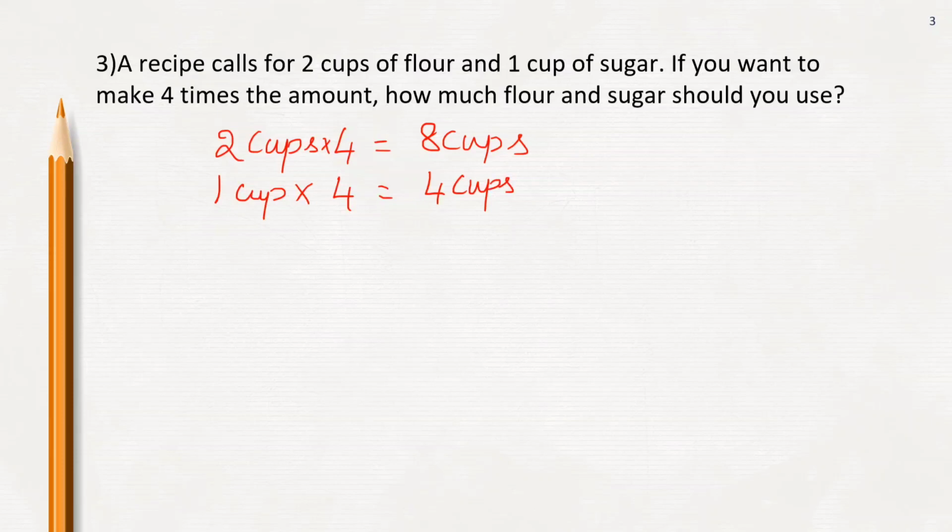We can say for one person 2 cups of flour and 1 cup of sugar will be needed. For 4 persons, if we have to prepare, 8 cups of flour and 4 cups of sugar will be needed, right? So, to make 4 times the amount of the recipe, we should use 8 cups of flour and 4 cups of sugar, right? This is how we can solve the question.